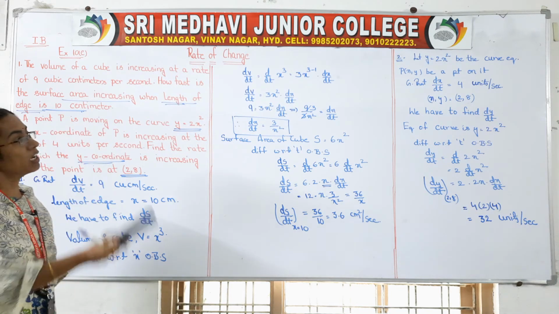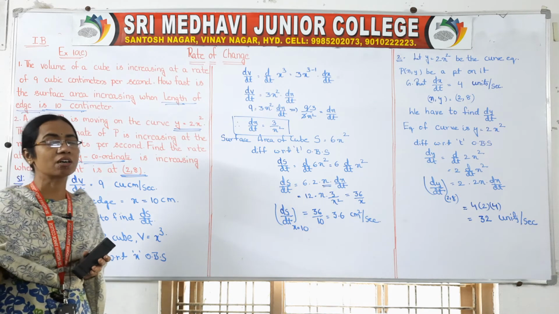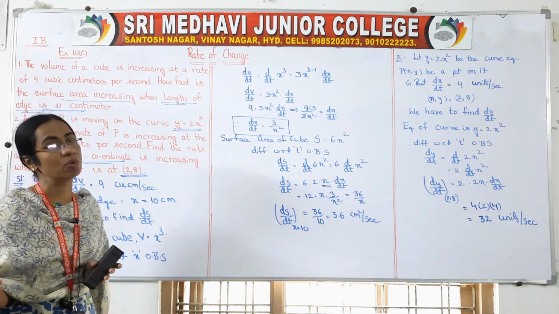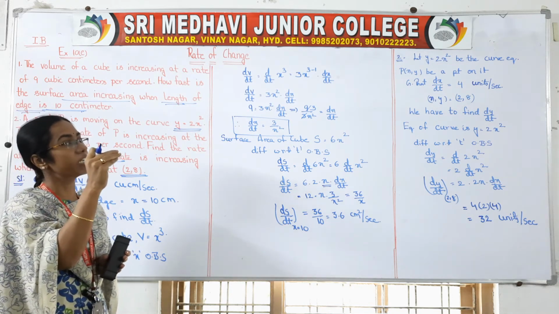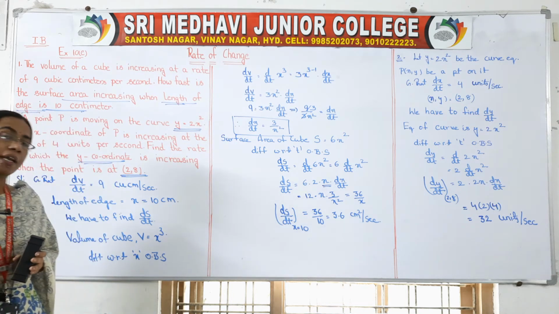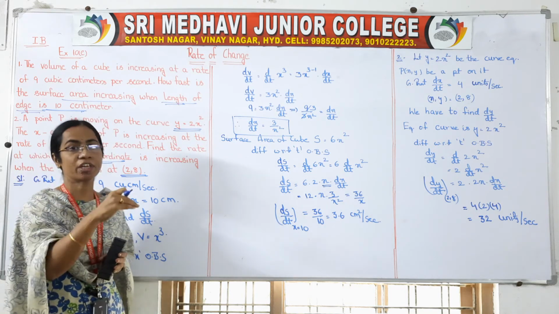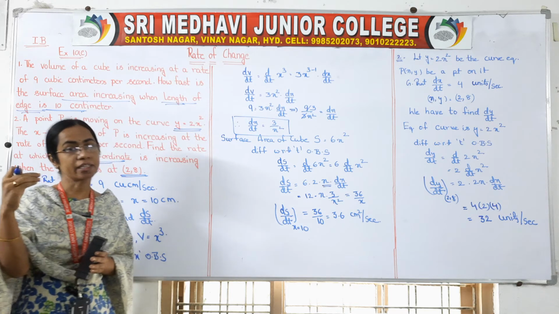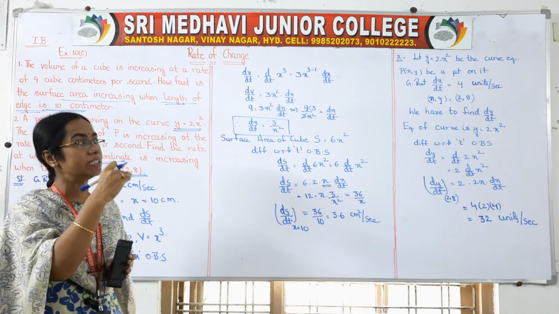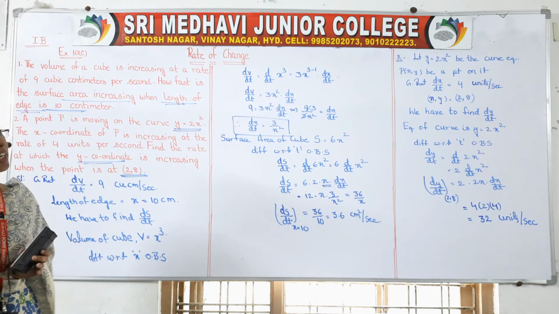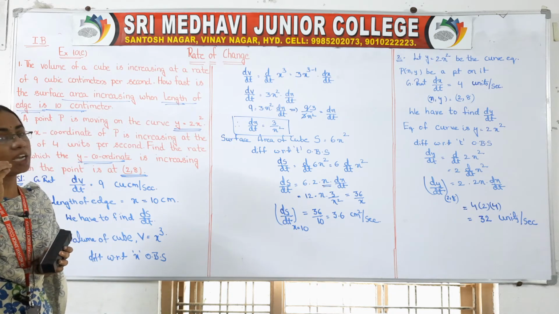Okay, so this is your second question. Simple question, no? One curve equation is given to you. Generally curve equations means they will give y is equal to some equation in terms of x. So that curve equation is given to you, and the rate of change in x coordinate is given to you, and find the rate at which the y coordinate is increasing, when the point is 2, 8.